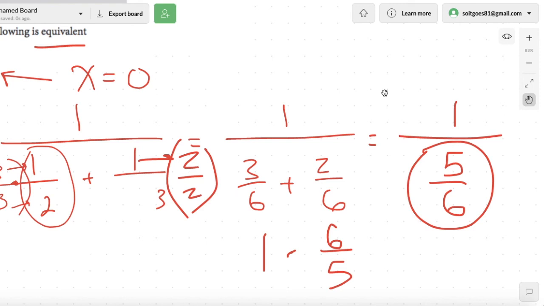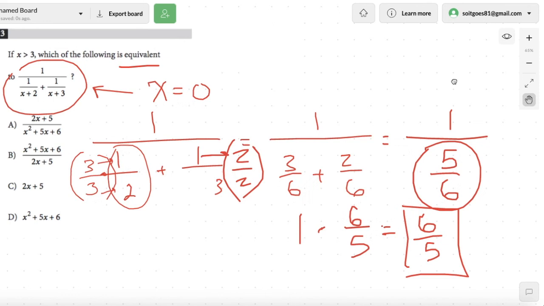Now, you're talking about turning the numerator into a fraction, which you could do. I mean, 1 is the same as 1 over 1, and then you're just multiplying across the numerator and across the denominator. That works. That's fine. But you don't even need to do that. Anything times 1 is itself. So what's 1 times 6 over 5? 6 over 5, right? Okay. So we can say comfortably that when x is 0, the expression in the question equals 6 over 5. Does that make sense? Yes. Okay.